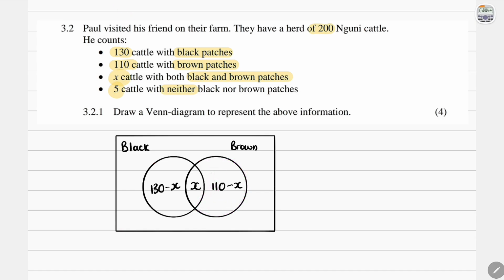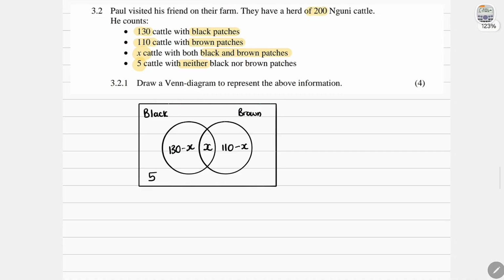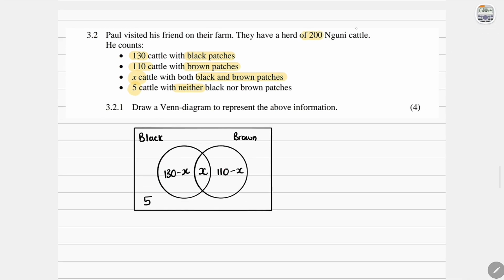And then they also told us about the ones that have neither. They said 5 cattle with neither black nor brown patches. So that goes outside. And there we go. This is what our Venn diagram looks like. Moving on to the next question.